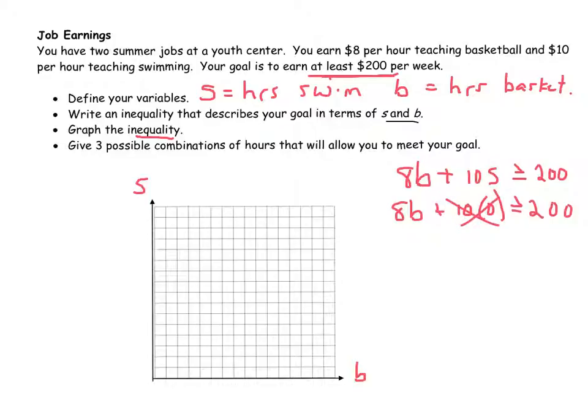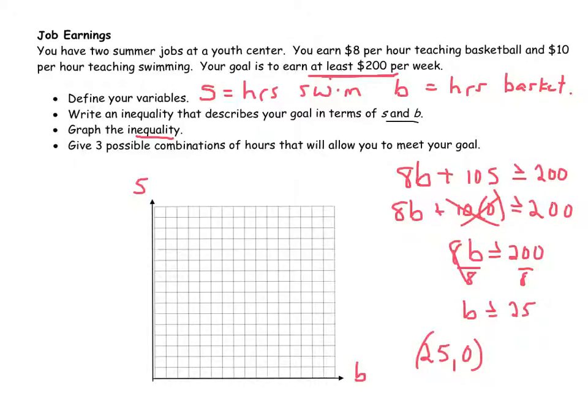So this cancels and I just have 8B is greater than or equal to 200, and then I just divide by 8. So 200 divided by 8, I believe, would be greater than or equal to 25. All right, so my B intercept would be, B is 25 and S would be 0. So I'm going to be able to graph that.